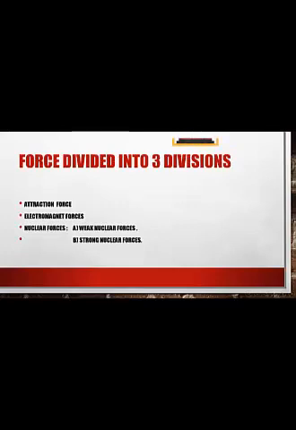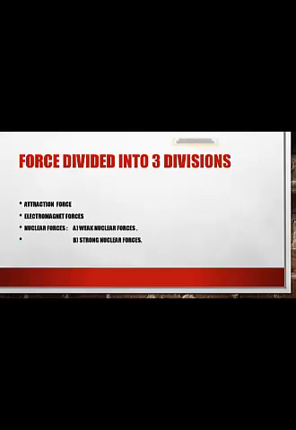Forces are divided into three divisions. The first division is attraction force. The second division is electromagnetic forces. The third division is nuclear forces, and it's divided into two types: weak nuclear forces and strong nuclear forces.